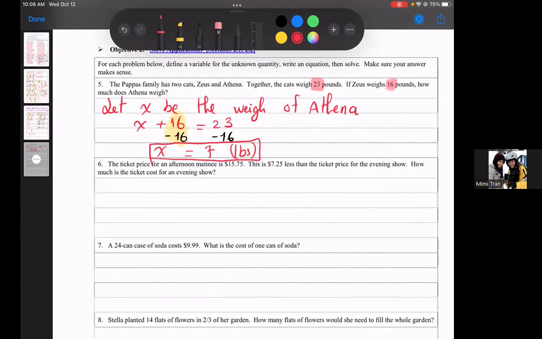All right. Anyone have a question about the cat problem? No. Second one. The ticket price for an afternoon matinee is $15.75. This is $7.25 less than the ticket price for the evening show. How much does the ticket cost for the evening show? Right. So the evening show cost is what we want. So first define the variable. So let X, if you want to pick a different letter, you can. Let X be the cost of the evening show.